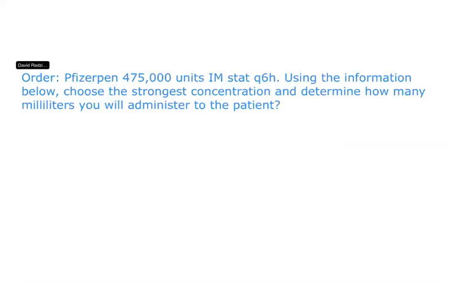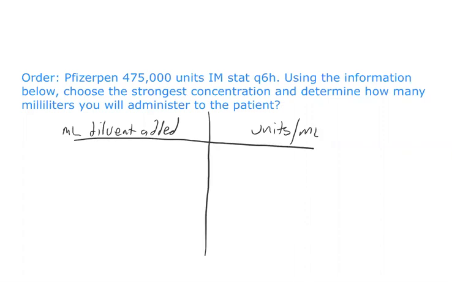Okay. All right, so there was this question about the Pfizer pen. I was hoping that I could interject the table there, but I can't do that. I don't know if I can select it as an image. But our table looked like this. I'll write it in black here. We had milliliters diluent added, and then we had our units per milliliter. A nice little table here.